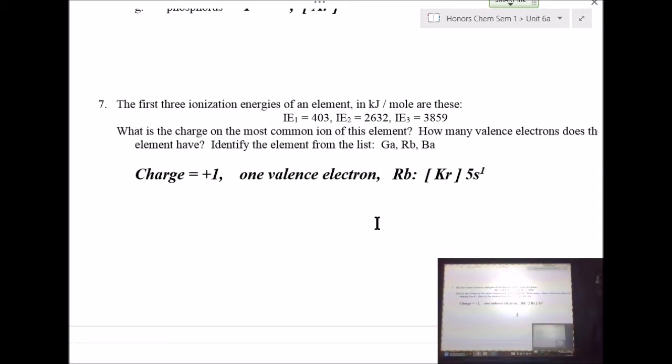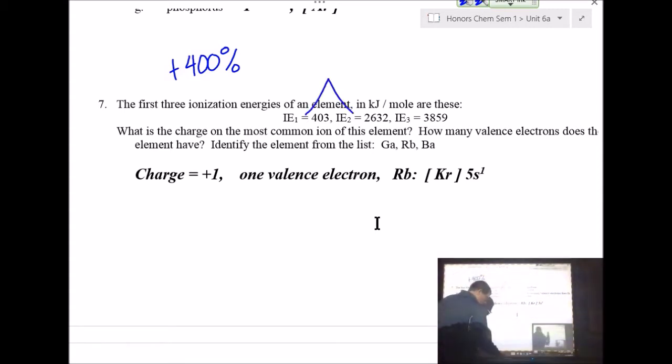The question is, what is the charge on the most common ion of this element? How many valence electrons does this element have? And identify the element from the list. So the key here is we're looking for that big jump that's over 400% in energy. Remember that the first electron is always going to be easy to remove. It's when we go between ionization energies that we're trying to find where the big jump is. So going from the first ionization energy to the second, do we have an increase of over 400%?